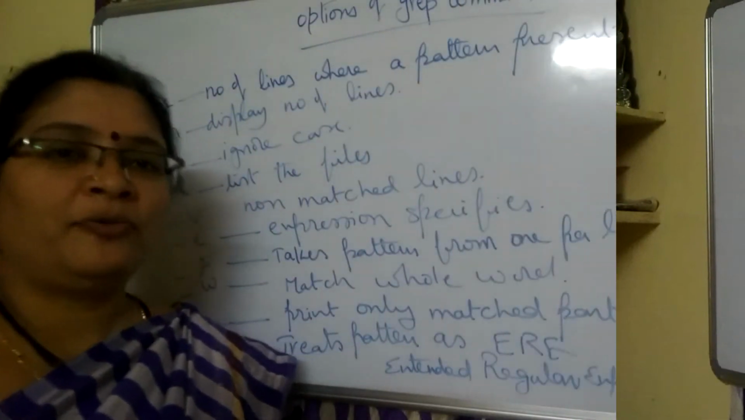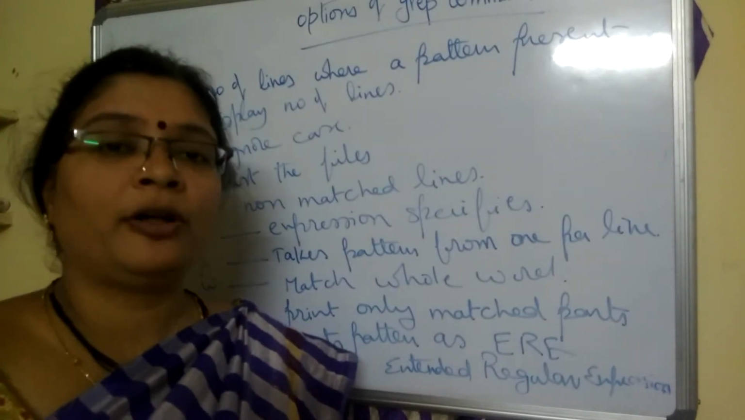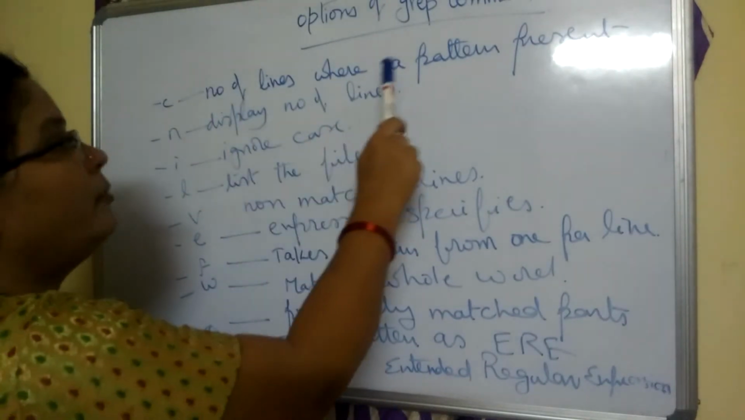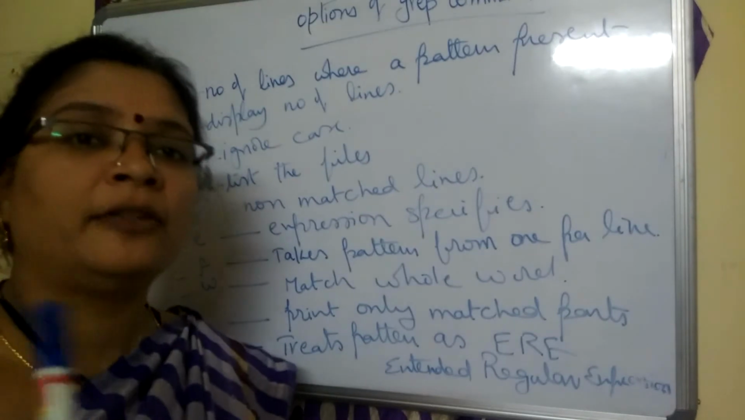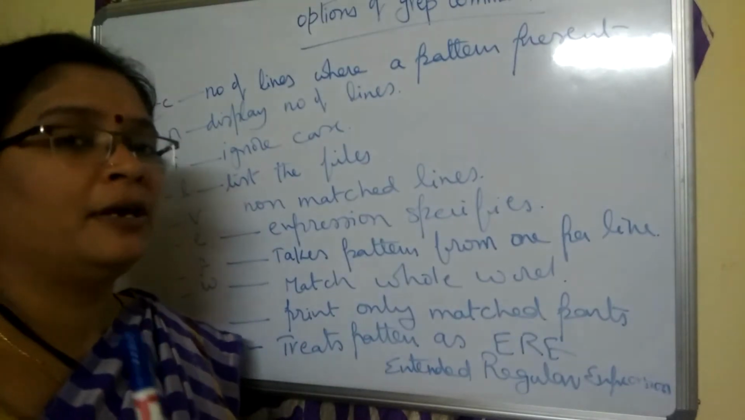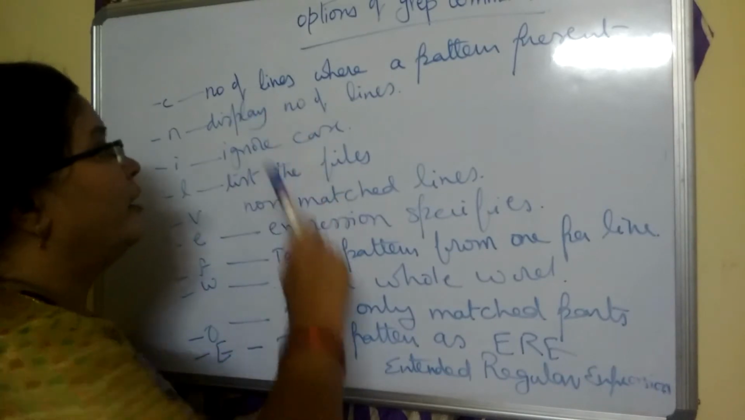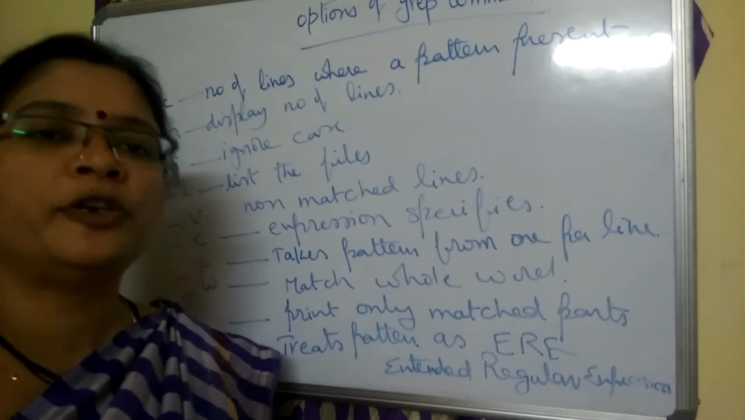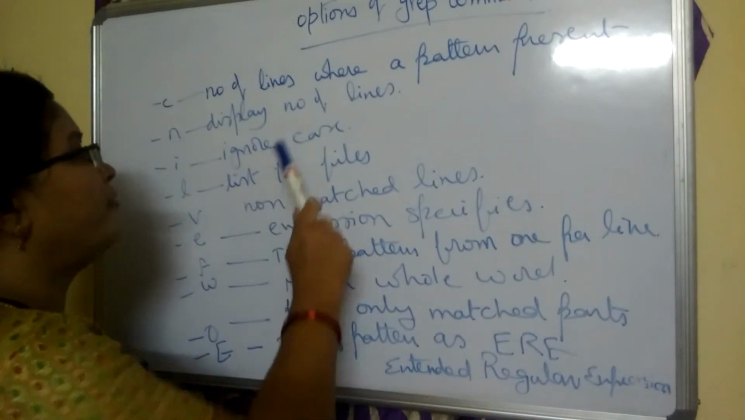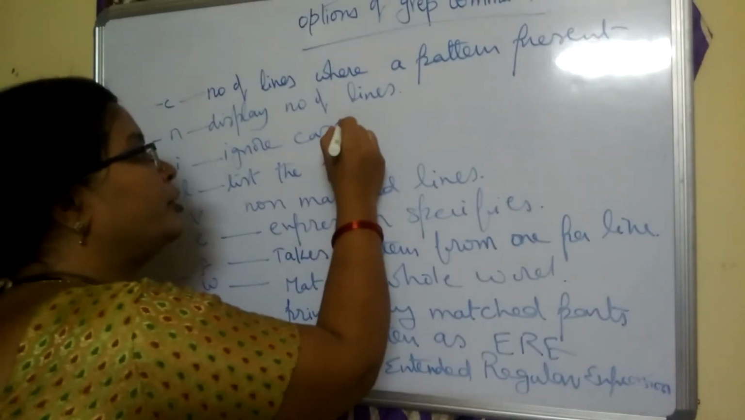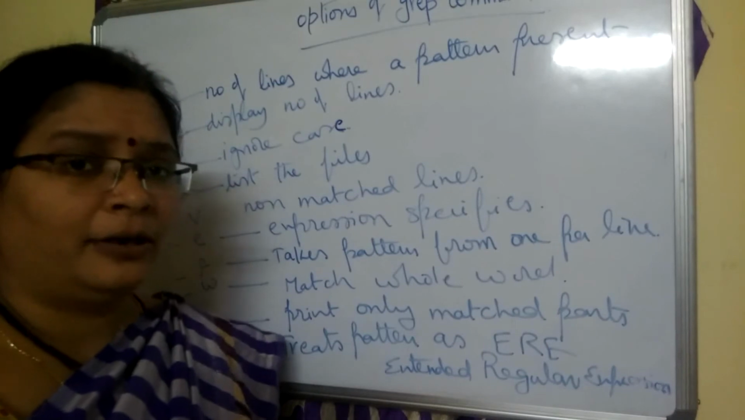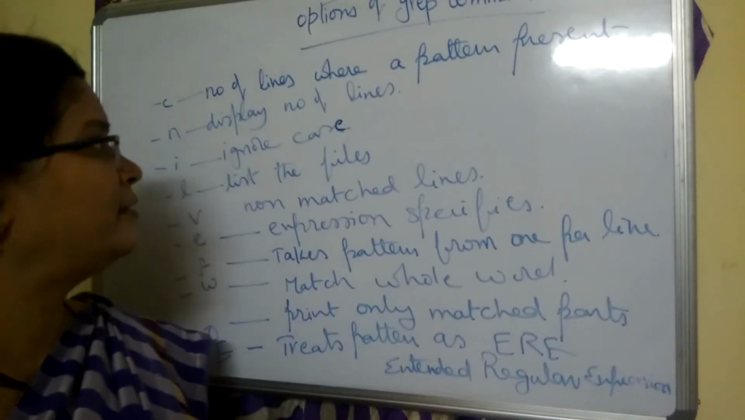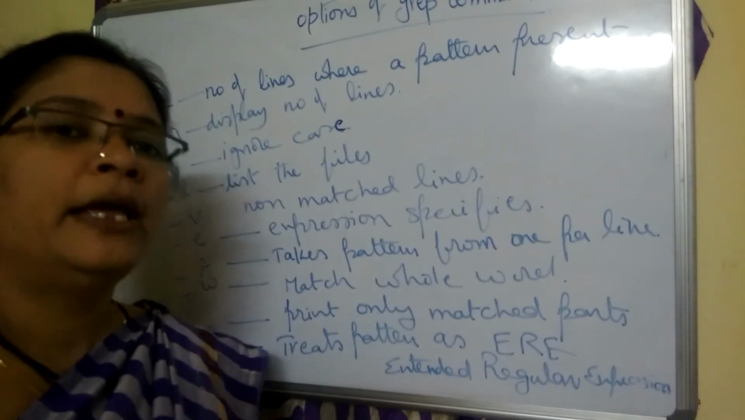Now we see the options of the grep command. What are the various available options? First, -c displays the total number of lines where that particular pattern or word is present. The next one is -n, which displays the line numbers where the pattern or word you are searching for is present. The next one is -i, which is used to ignore the case, whether capital or small letters, uppercase or lowercase.